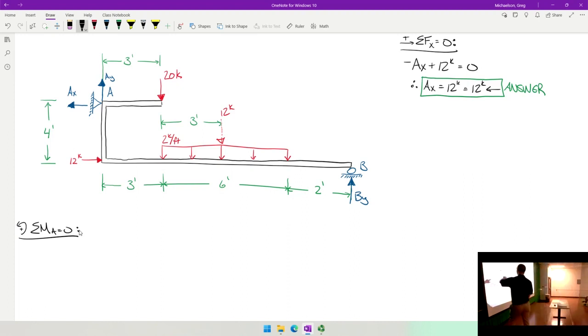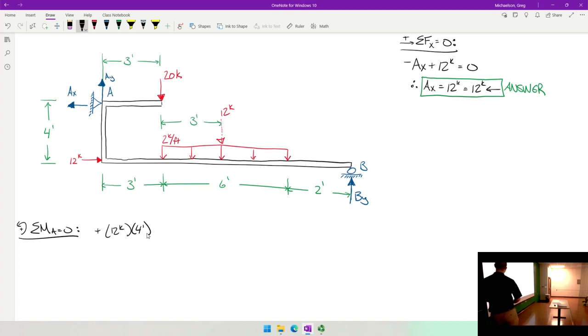Does this 12 kips generate moment at A? Yes. Is it positive or negative moment according to my assumed sign convention? Positive. What is the moment arm? It's 4. I'm talking about the distance, the moment arm. The moment arm is 4 feet, right? I want to make sure that's clear. So this is positive 12 kips times 4 feet. Let's take it one step at a time.